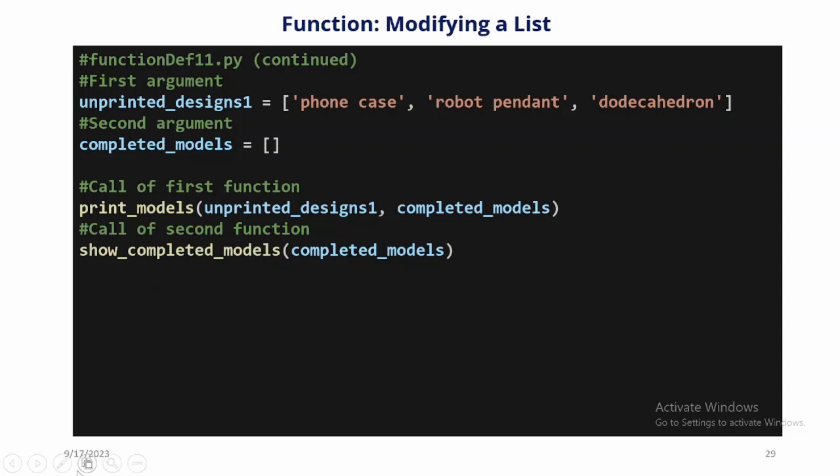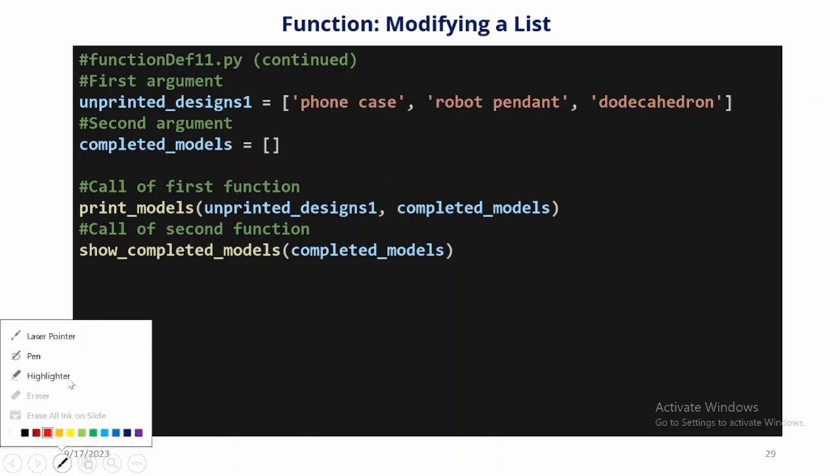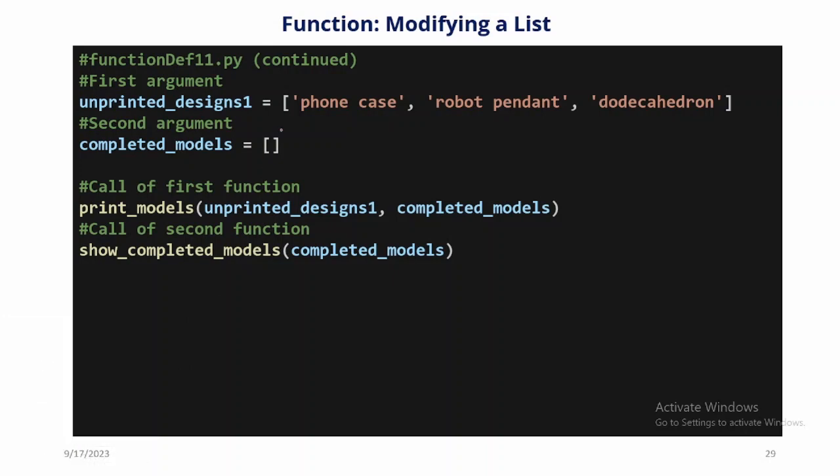Take note that before the second function call, we will discover that this empty list was modified in the first function call. First it was empty. What you are putting here is not this empty one. Rather, because you call this function first, this list was modified in this function. So when you say show completed models, it's not going to show you an empty list. Rather, it will show you a list that already contains information that was modified in the first call.